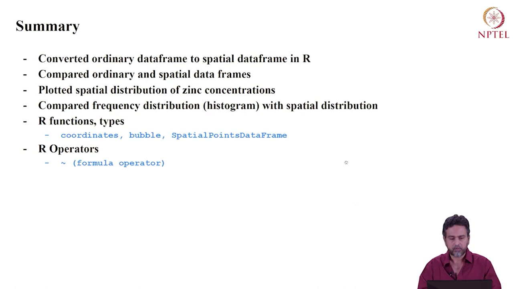So just a summary, we converted ordinary data frames to a spatial data frame. And we plotted a spatial distribution, we compared it with the frequency distribution, and we learned how to use the coordinates command, the bubble command, and the formula operator, and became familiar with a spatial points data frame to work with spatial data in R.